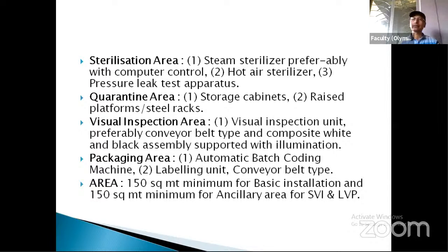Black, gray, and white rooms. You have to pass through from one room to another. Then you will be allowed to enter into the solution preparation room. So 150 square meter for the basic installation, and 150 square meter for the ancillary area for both small volume injectables, SVI, and large volume parenterals, or LVP.